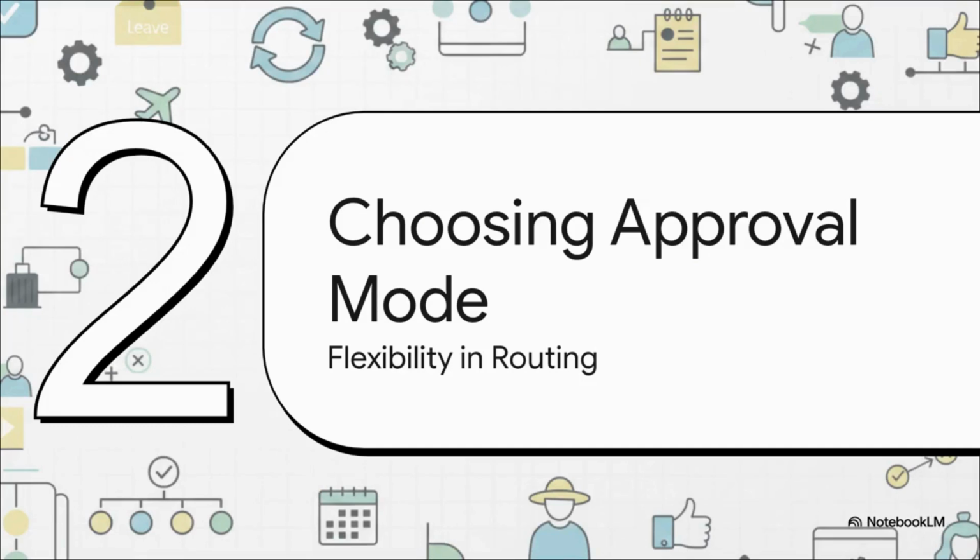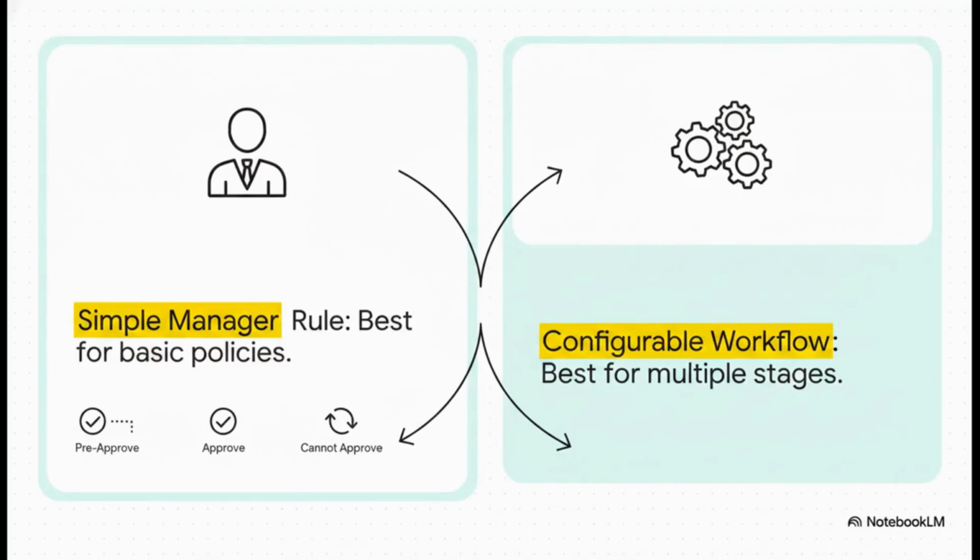Moving on to Section 3, choosing your approval mode, flexibility and routing. So, the 925 work suite offers two totally distinct paths. First, you've got the Simple Manager rule. This is absolutely perfect for basic policies like a manager pre-approving a request before HR steps in, or just approving it directly. But what if your company is growing fast and needs way more structure? Well, that's exactly where the configurable approval workflow comes in. It's designed specifically for those multi-stage, formal approval processes that standard companies need.